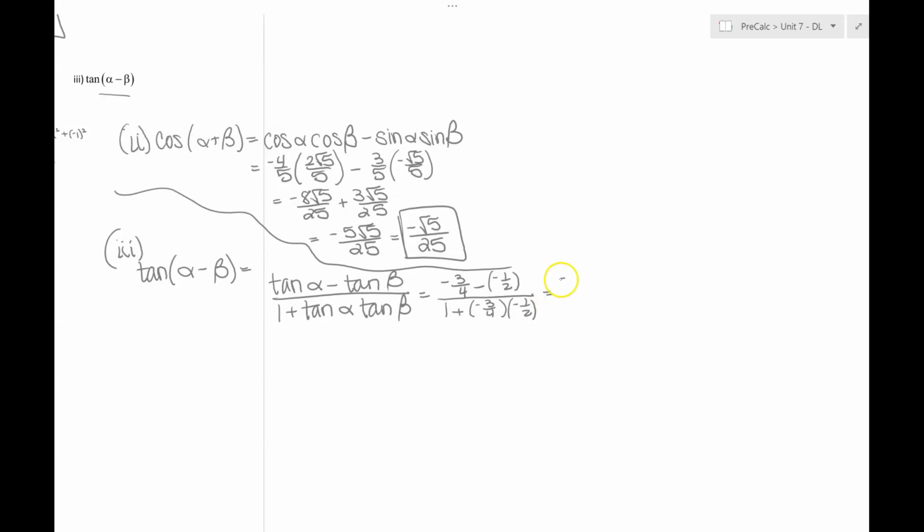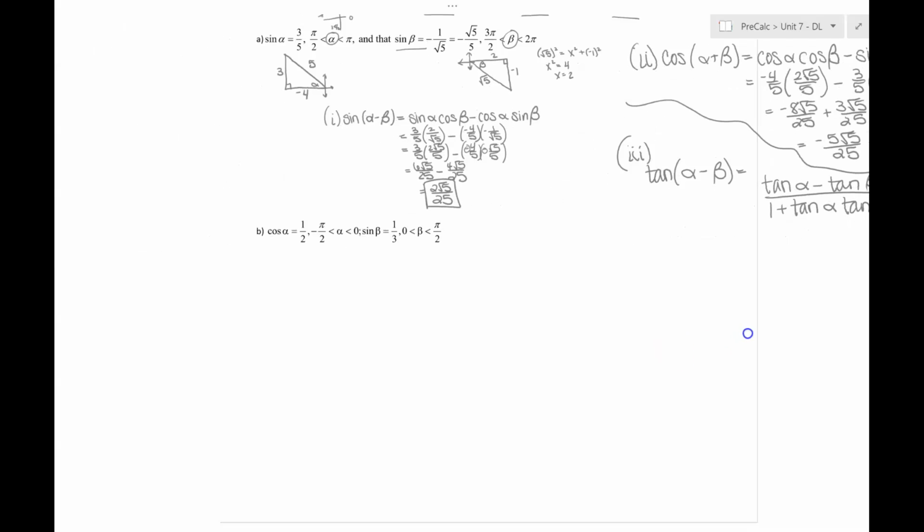Okay, keep going with me. So then we get negative 3/4 plus 2/4, because we need a common denominator, divided by 1 plus 3/8. So we get negative 1/4 in the numerator, divided by, this can be 8 over 8, which gives us 11/8. We get negative 1/4 times 8 over 11. These can reduce, and our final answer is negative 2 over 11. So cool. I think it's super fun.